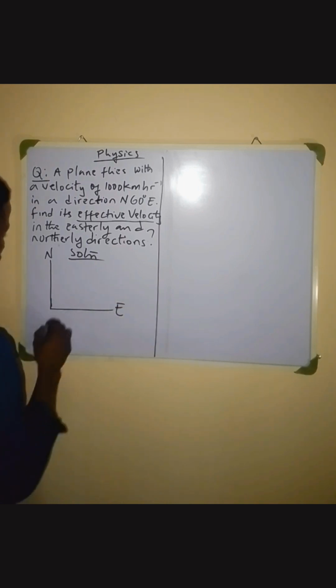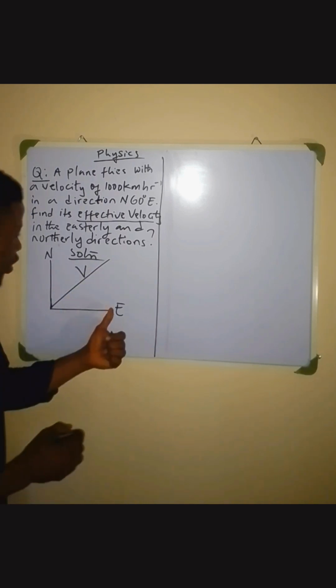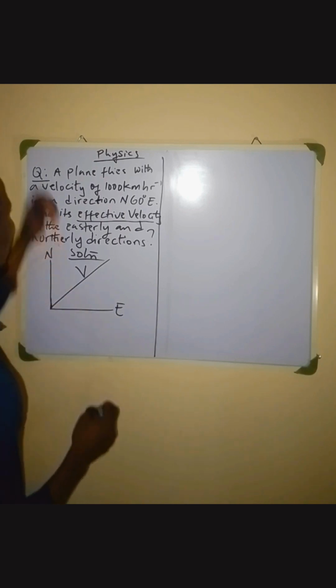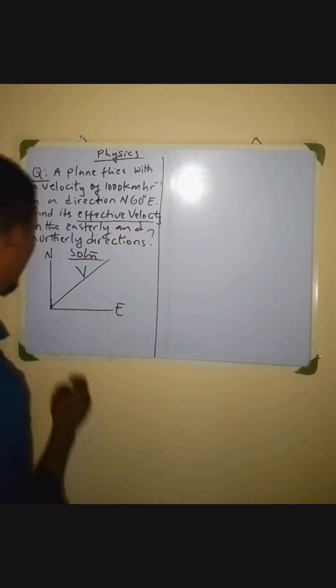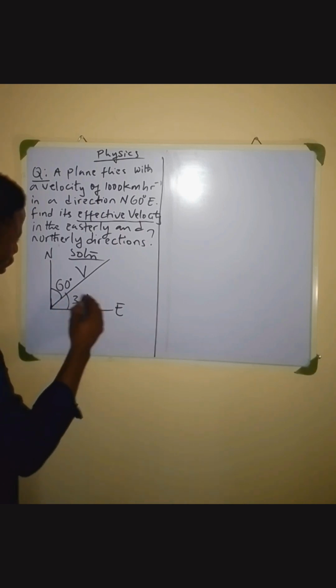So in the solution, we are going to draw a vector diagram to show the direction. So we have something like this. This is the northerly direction, and this is the east. The resultant velocity will be here, and the direction is 60 degrees north of east. So if this direction is 60 degrees north of east, this remaining angle here will be what? 30 degrees.